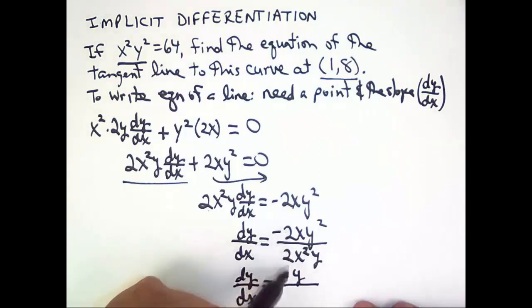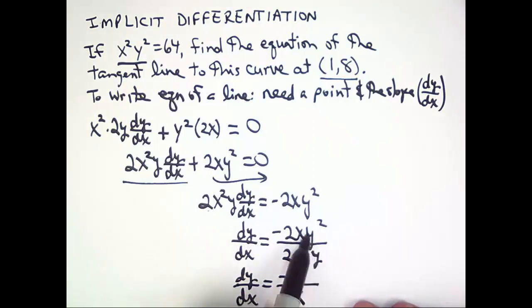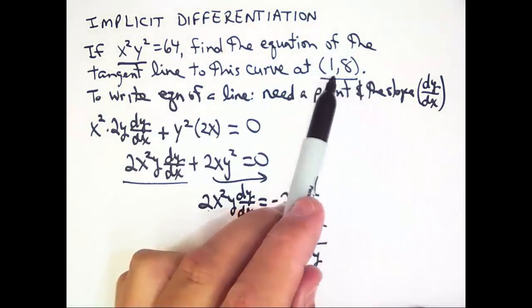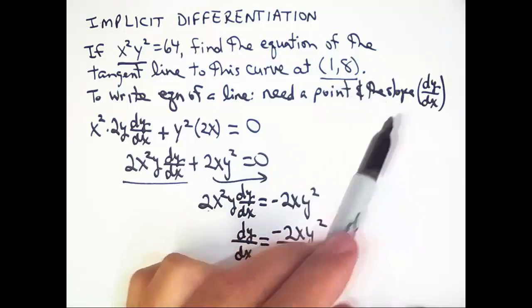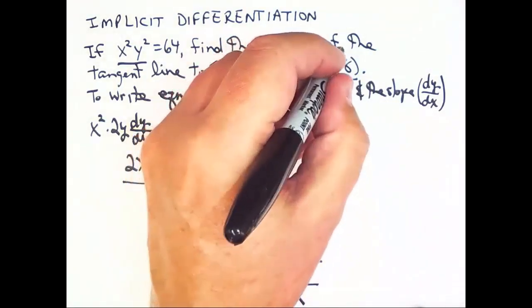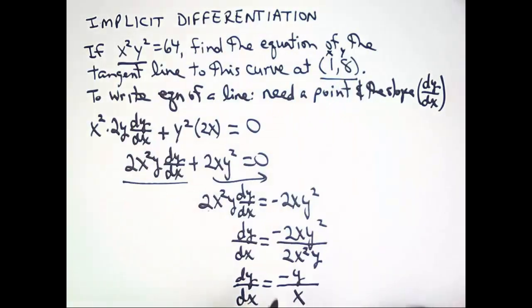Down bottom the 2's divided out. This x went into that x squared and left an x, and the y divided into that y squared, so it went completely away. Now that's the derivative of y with respect to x, but we want the slope at this point right here. So we have to actually take this value of x, which is 1, and this value of y, which is 8, and plug them in here so we'll be able to solve.